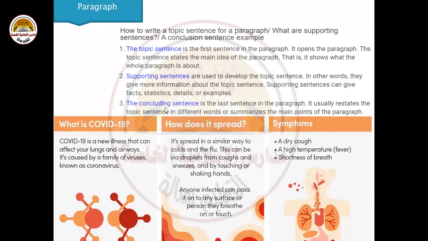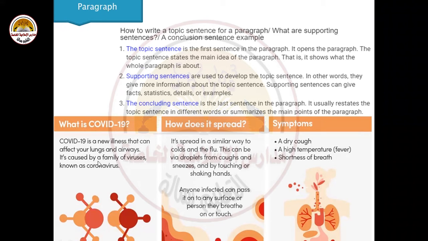Number three, the concluding sentence is the last sentence in the paragraph. It usually restates the topic sentence in different words or summarizes the main points of the paragraph. So, if we want to write a good paragraph, we need three sentences: the topic sentence, the supporting sentences, the concluding sentence.